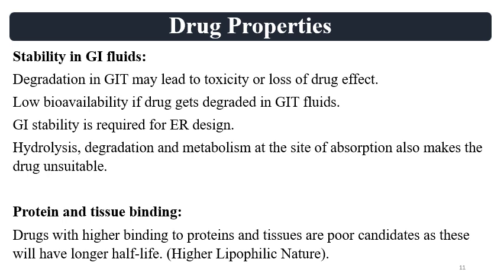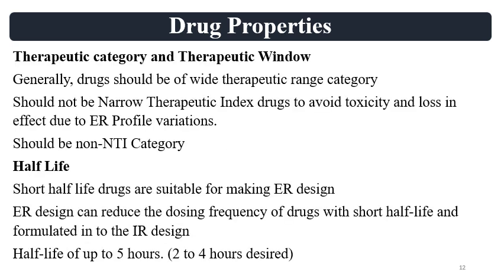Protein binding and tissue binding. Drugs which have higher tissue binding or protein binding, or which are highly lipophilic, are poor candidates because these will have a higher or longer half-life. And that's why if you make an ER formulation of these high tissue binding or highly lipophilic APIs, it will be of no use.